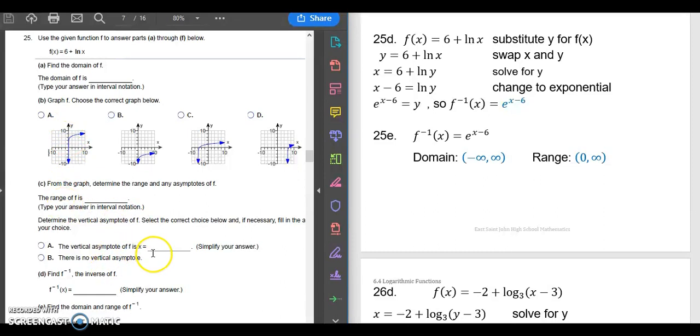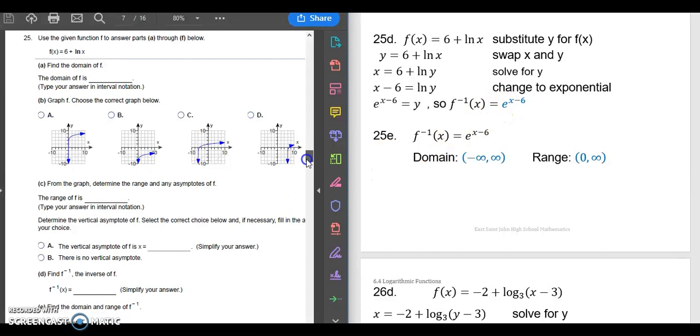Now, part D, where we're looking for our inverse, let's look over here at the work. Again, we swap x and y, we substitute y in for f of x, and then we begin solving for y. Once again, we go from being a logarithmic equation to an exponential equation. We'll have x minus 6 equals ln y. That means our base is e. So we'll have e raised to the x minus 6 power equals y, and that gives us our inverse function, e raised to the x minus 6.